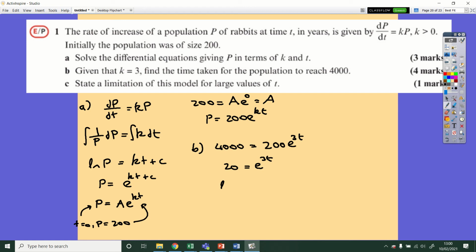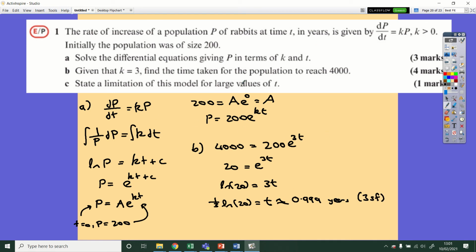Now I'm going to take natural logs. Natural log of 20 is 3t, and then divide by 3 equals t. Okay, so t is given in years. I'm going to do this as a rough decimal by typing it into my calculator. That's 0.999 years. And that's given to 3 significant figures. Okay, so basically a year then.